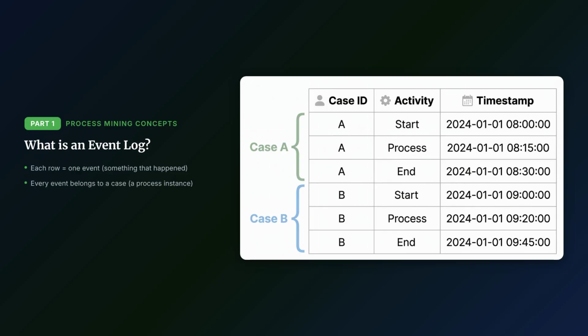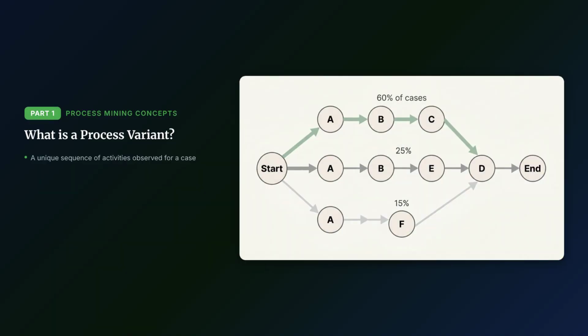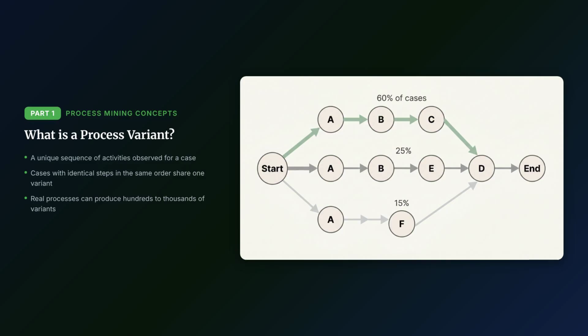Each event belongs to a case, has an activity name, and carries a timestamp. Together, these three elements let us reconstruct the actual sequence of steps each case followed through the process. A process variant is a unique sequence of activities observed for a case. If two cases follow the exact same steps in the same order, they share one variant. In practice, processes with hundreds of thousands of cases can produce anywhere from a handful to thousands of distinct variants.